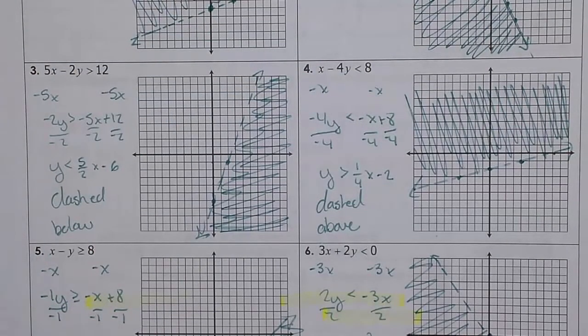Number 5, I had to flip the sign again. Y is less than x minus 8. This time it's a solid line because it's got the line underneath it. And I shaded below because I had to flip the inequality.